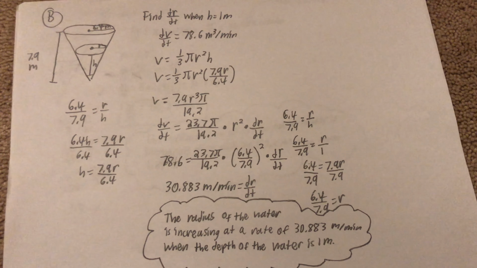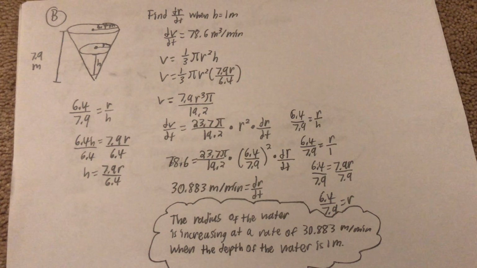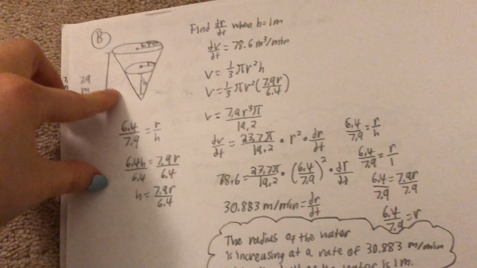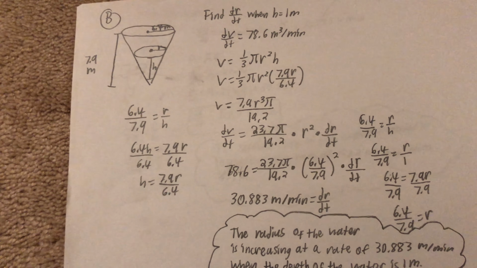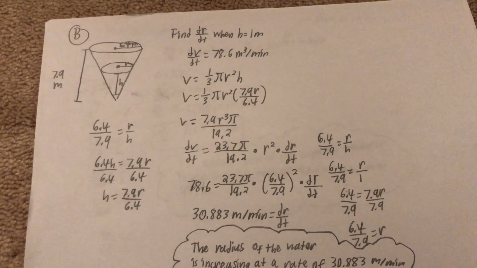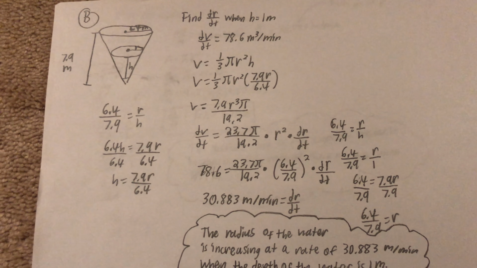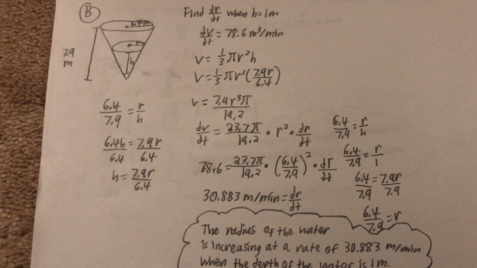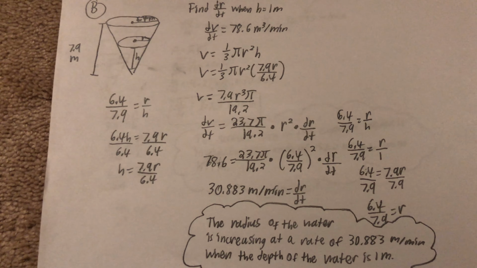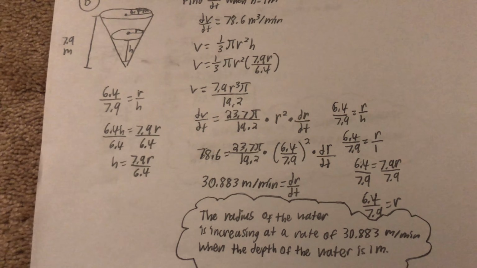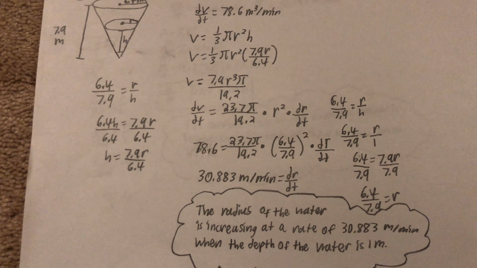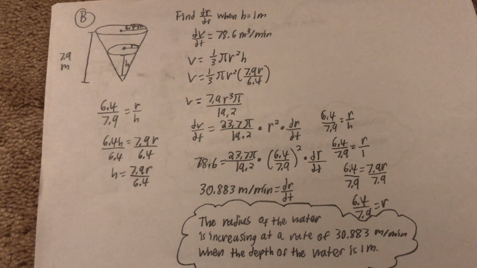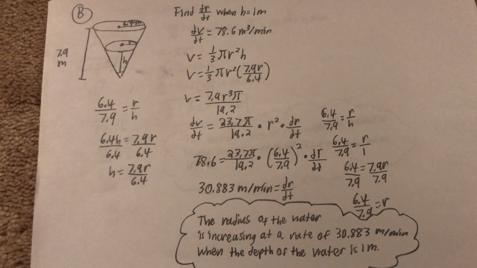For part B, we are asked to find the rate at which the radius of the water is changing when the depth of the water, or h, is 1 meter. So we are using the same drawing of the cone and the same idea of similar cones. We are given that the rate at which the volume of the water is changing is 78.6 meters cubed per minute. We still use the volume formula of a cone, which is 1/3 pi r squared times height, but this time, instead of solving for r, we're solving for h, and then we're plugging that in for the h value so that we only have the radius in the equation, which is what we're asked to find.